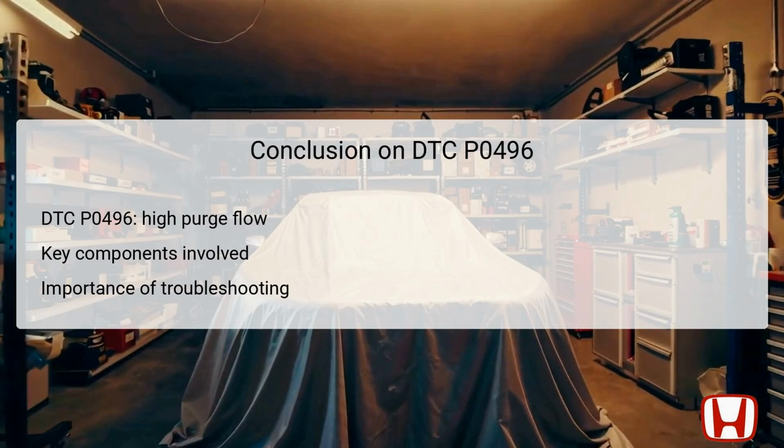In summary, DTC P0496 indicates an issue within the EVAP system, specifically related to high purge flow. Understanding the components involved, such as the EVAP canister, purge valve, and FTP sensor, plays a crucial role in accurately diagnosing and repairing the issue. The importance of thorough troubleshooting cannot be overstated, as it ensures that all potential causes, ranging from faulty components to improper connections, are addressed effectively.